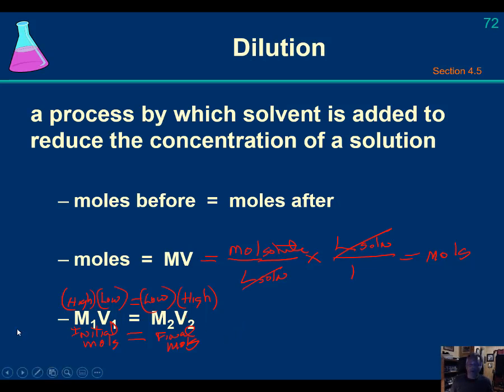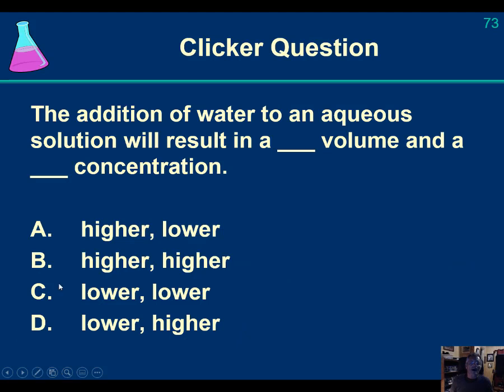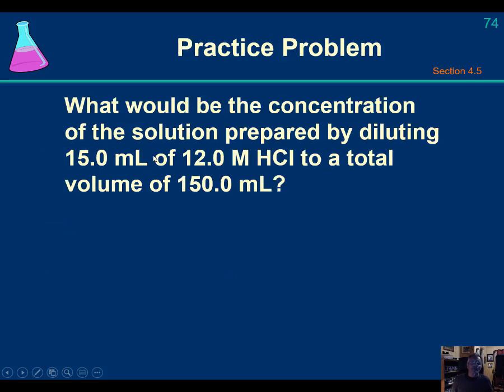So let's go ahead and work a simple problem right after we answer this question. The addition of water to an aqueous solution will result in a higher volume and a lower concentration. Our answer. Okay, so what would be the concentration of the solution prepared by diluting 15 milliliters of 12 molar HCl to a total volume of 150 milliliters?